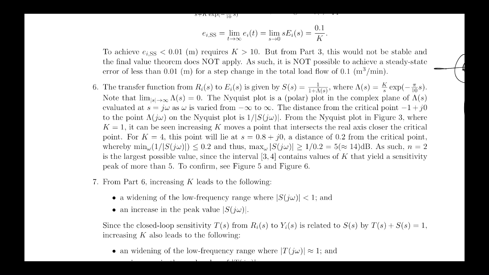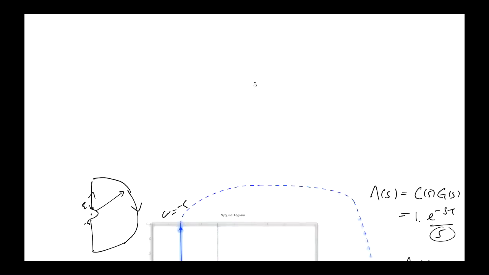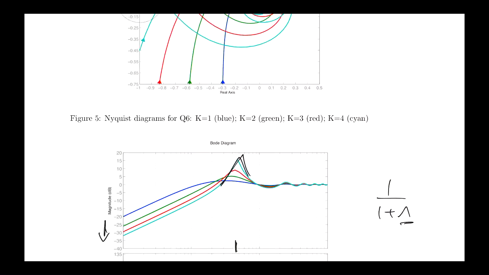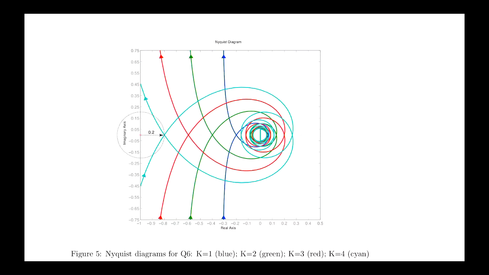So we also looked at how you can ensure that the output sensitivity function, 1 on 1 plus lambda, doesn't have peaks bigger than a certain amount, and that corresponded to making sure the Nyquist plot doesn't get closer than some value from the critical point.